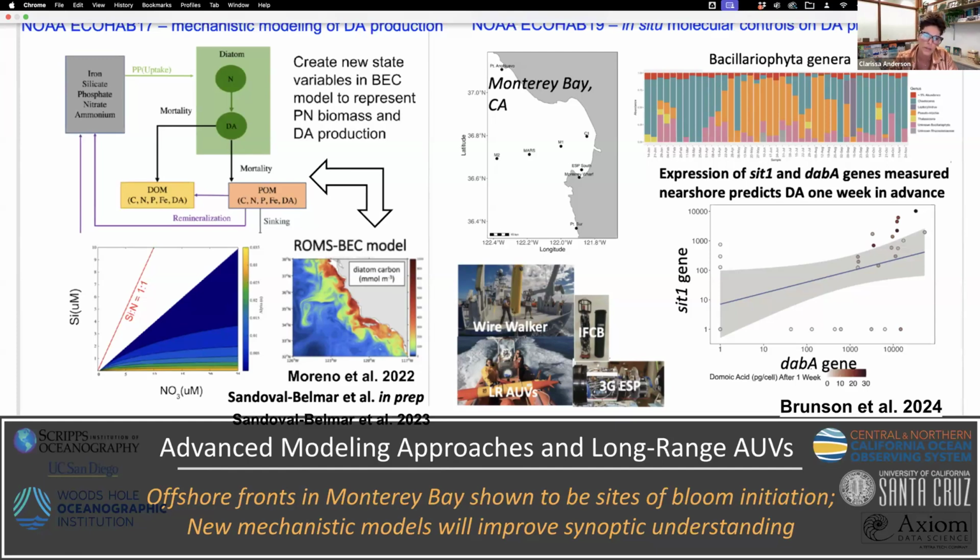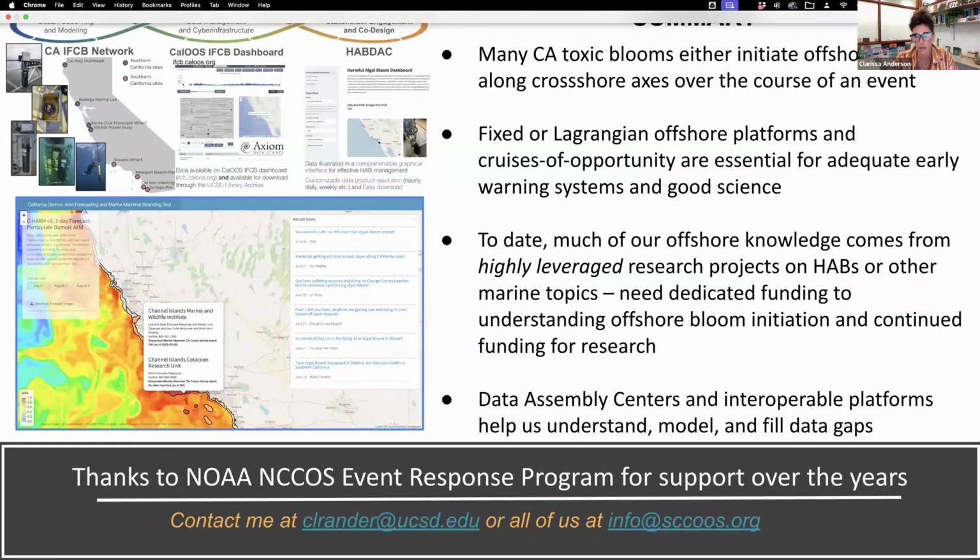Will we ever have a fleet of these things out there sampling all the time to tell us when these things evolve? No, but I think that the more we have them at the ready, and funding that can get things out there where we're not scrambling to do it every time there's an event, would be really helpful. It would cost some money. It will take resources.